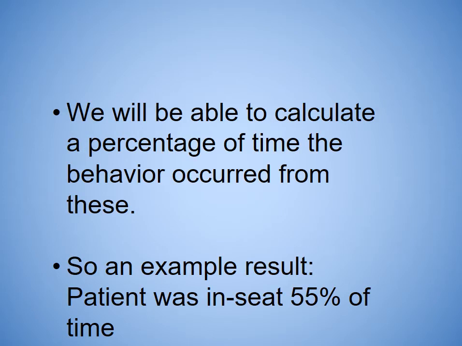From this, we'll be able to calculate a percentage of time the behavior occurred. So, an example result might say something like this: the patient was in seat 55% of the time. Again, from these discontinuous measures, we'll be able to calculate a percentage of time that the behavior occurred, and we can compare across time.